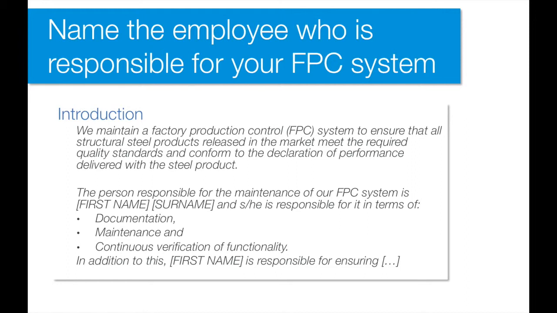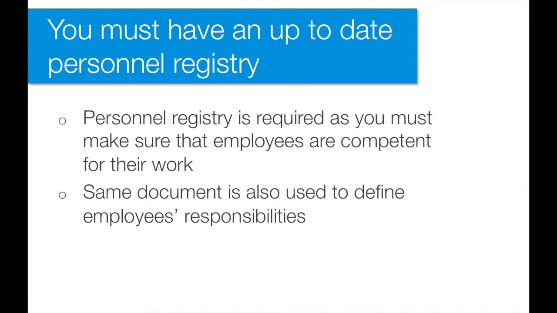Now that we know what the FPC documents will be used for, open your FPC manual and navigate to the section Introduction. In this section, when it comes to your personnel, you name the employee who will be responsible for your FPC system and the CE markings. If you have several locations, you can name a different responsible person for each location. The next stop in the FPC manual is the section where we discuss the human resources.